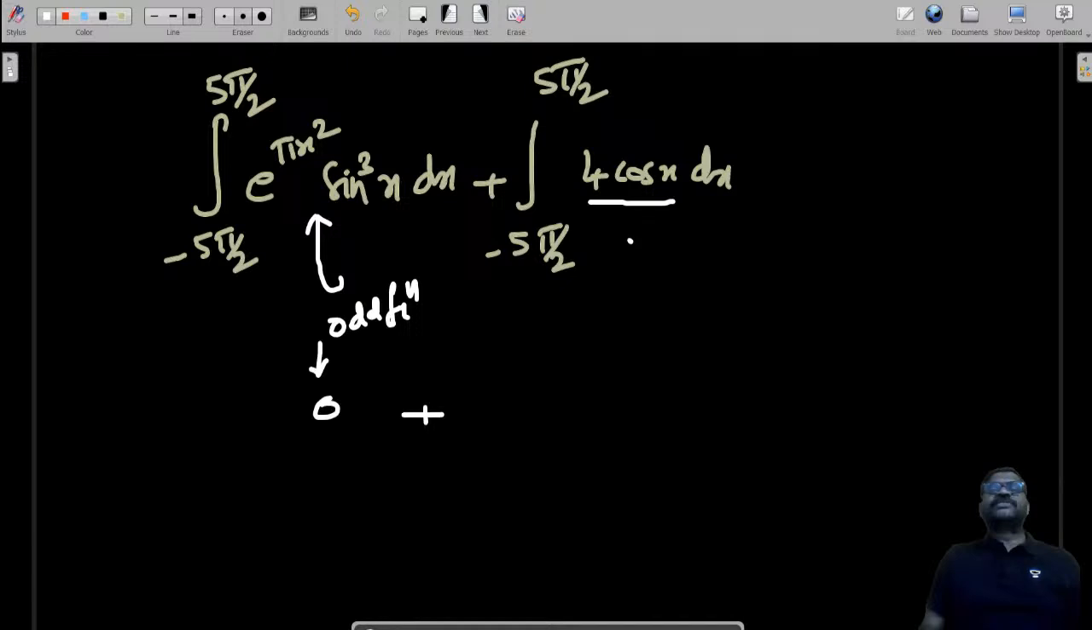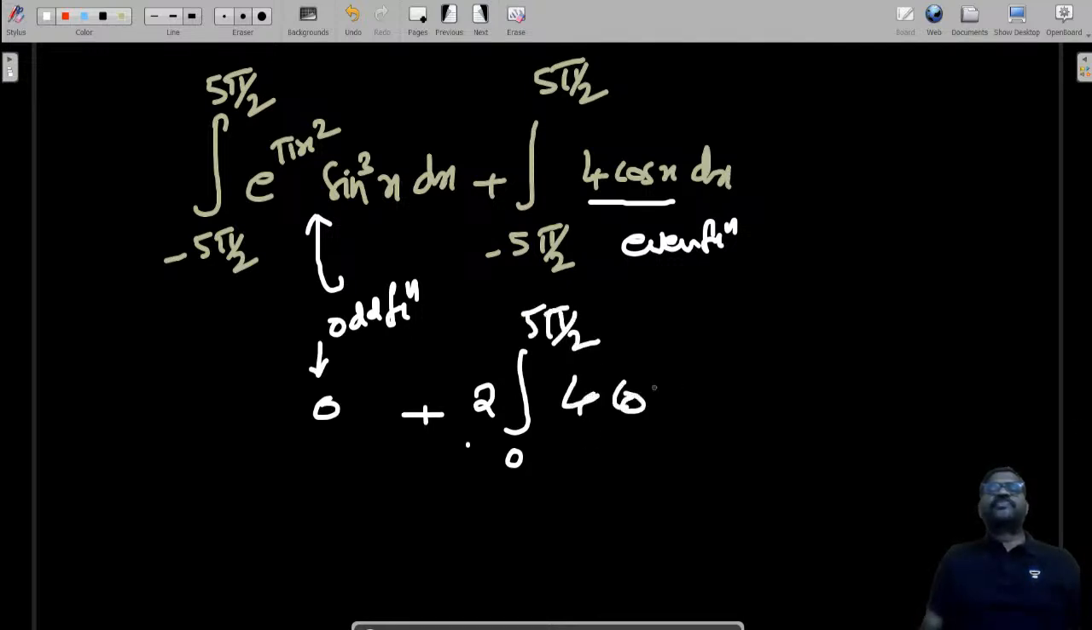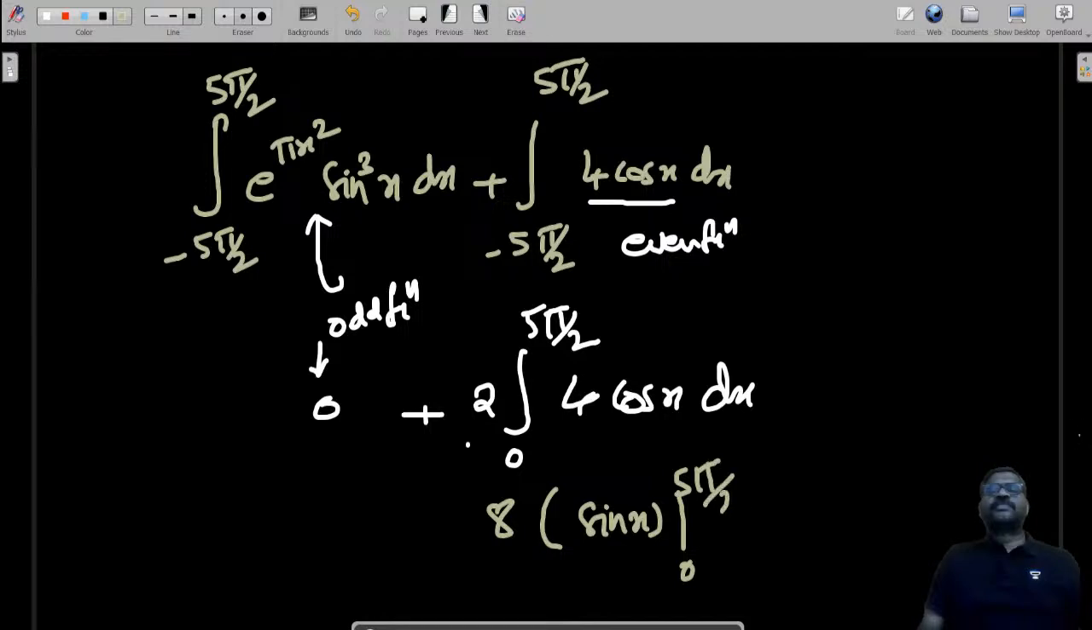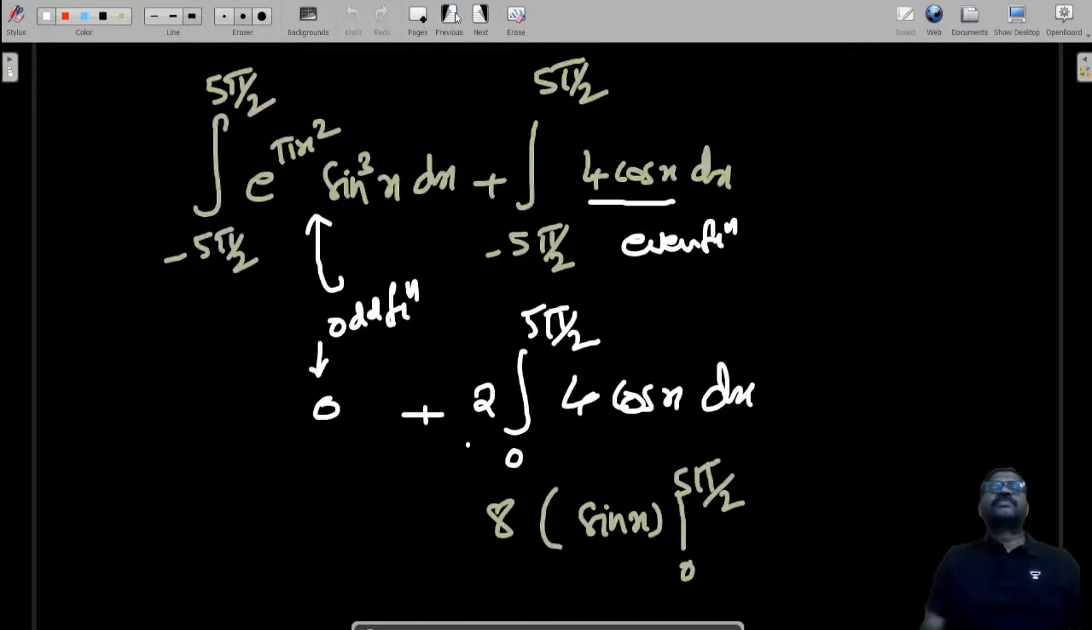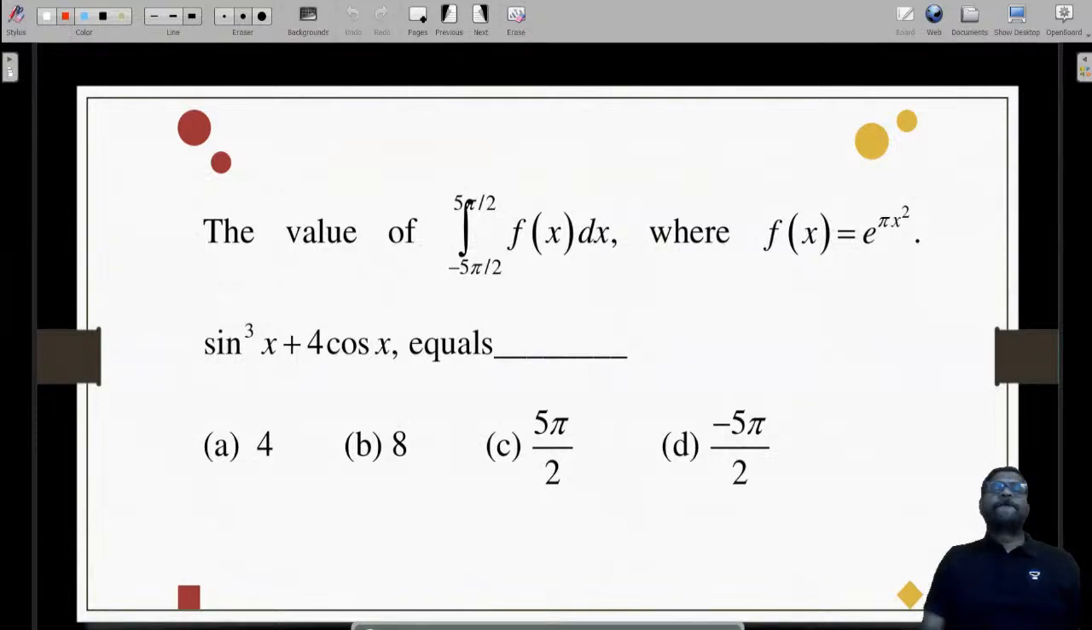This is even function. That's why you can write 2 times of integral 0 to 5 pi by 2, 4 cos x dx. Therefore 8 into integral cos x is plus sin x. That is 8 into sin 5 pi by 2 is 1. Sin 0 is 0. Final answer is 8.